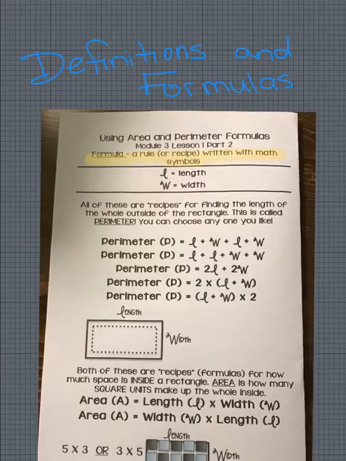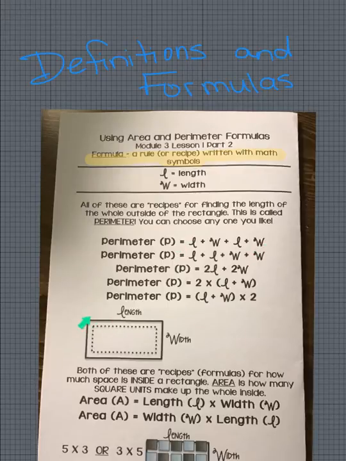Length is the L, W is width. All of these are recipes for perimeter. That's what this is saying right down here. All of these are recipes for finding the length of the whole outside of the rectangle. So I put dotted lines here. It means we're just finding the length all the way around the outside. We're not finding what's inside. We can do that lots of ways. We can find it by adding the length plus the width plus the length plus the width. That's what this one would be. Totally fine to use that one.